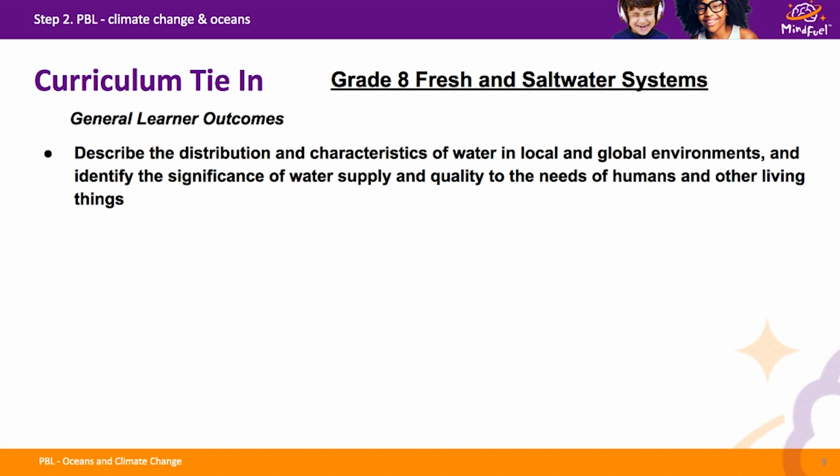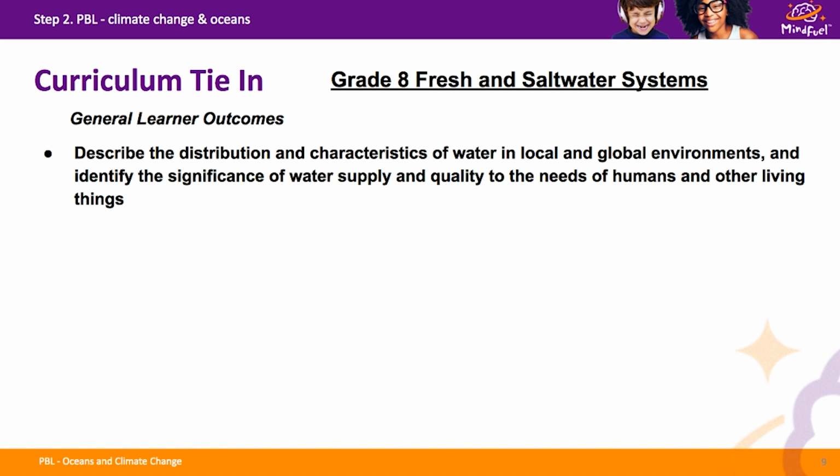So, the first step to implement PBL and part of the preparation stage for teachers is to start with the curriculum. Starting with the learning outcomes gives the student projects a focus area and helps break down the barrier we discussed previously of ensuring students were gaining content knowledge. This example shown on the slide is from Alberta's Grade 8 unit, Fresh and Saltwater Systems.